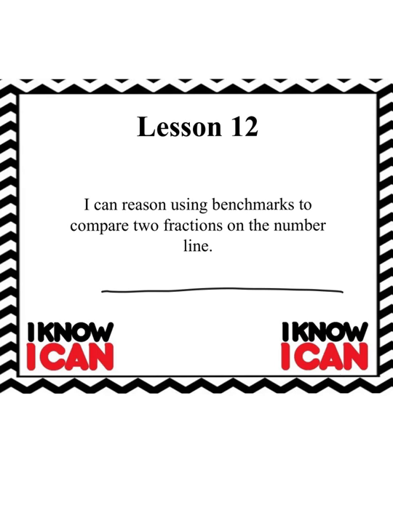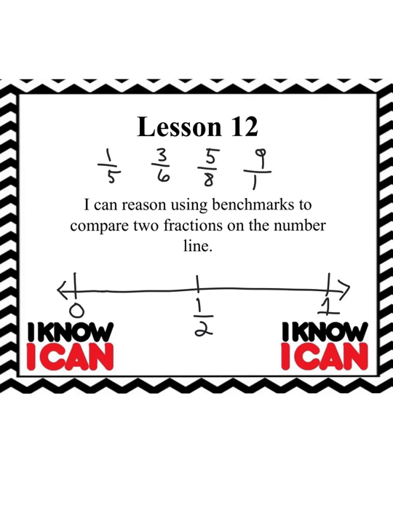and these benchmarks is basically what we're always going to think about when we're trying to find which fraction is greater or which one's less than. And these benchmarks are going to be 0, a half, and a whole. So when we're placing certain fractions like 1/5, 3/6, 5/8, and 9/10, when we want to place those fractions on a number line, we're going to be using benchmarks like 0, and a half, and 1.